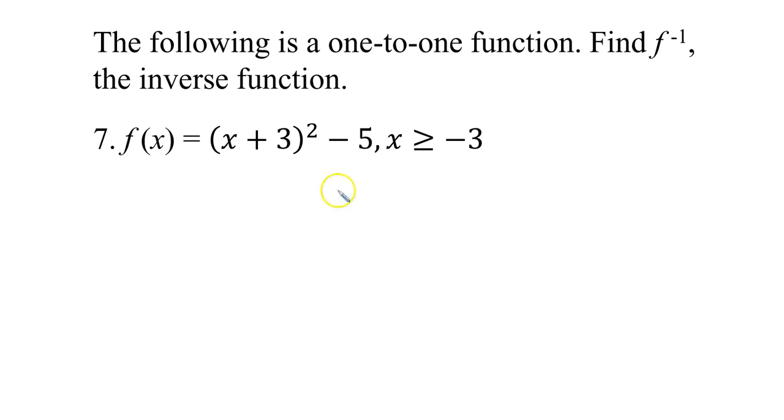All right, number 7. This is actually a restricted domain, and sometimes we have to have that restricted domain. If you remember what x plus 3 squared minus 5 looks like, just real quick kind of a sketch over here.